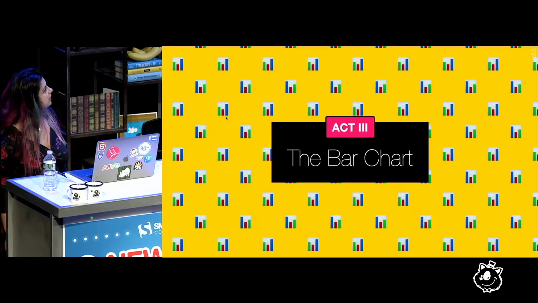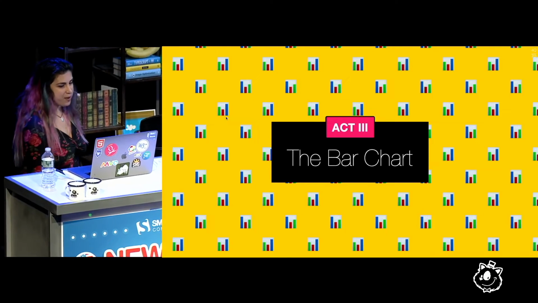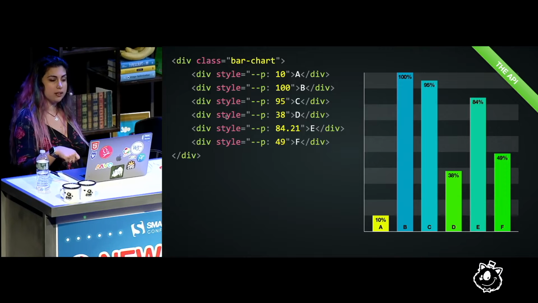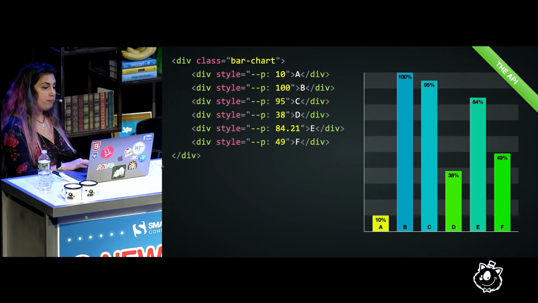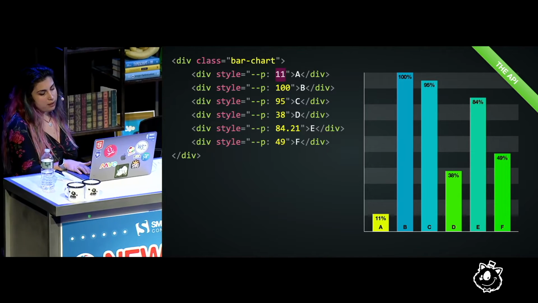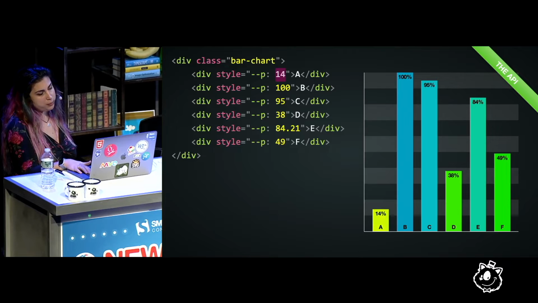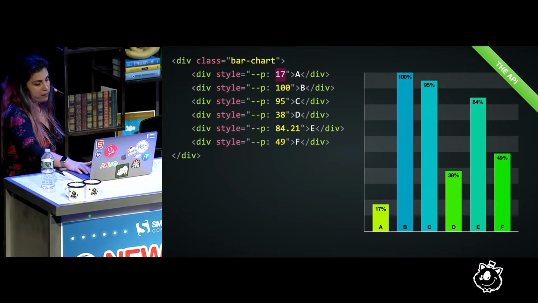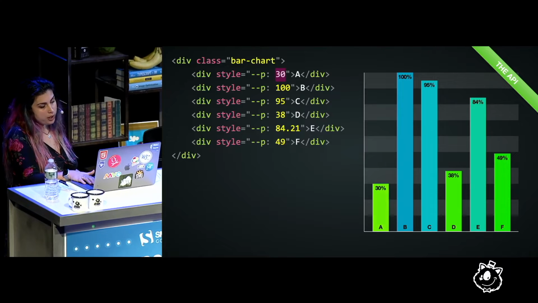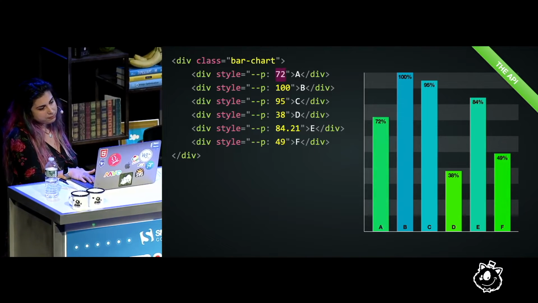And lastly, my favorite part, the bar chart. So what are we going to make in this section? We're going to make a bar chart that looks like this. Each bar has a number specified by a variable, and this number specifies many different things: the height of the bar, the percentage shown on the bar, the color of the bar itself, and it's all done with CSS.